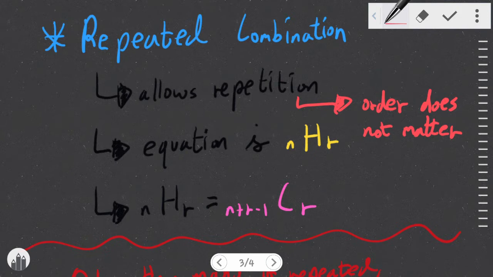Repeated combination. There are three different features that define repeated combination. One is that it allows for repetition. It's just like the repeated permutation, but unlike it, the order does not matter in combination. The equation for repeated combination is nHr, and if you simplify it into a mathematical equation, it becomes n plus r minus 1 C r.